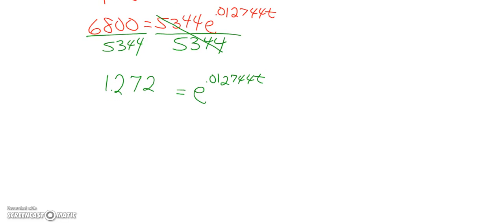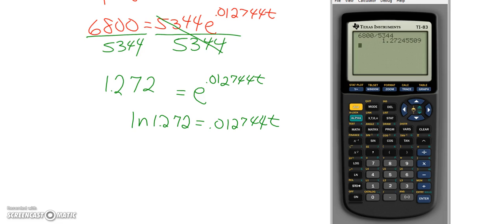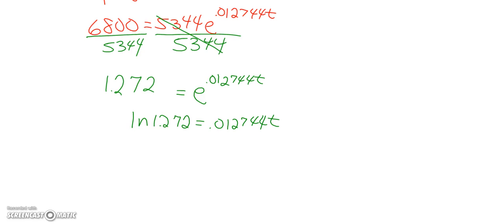That's definitely exponential form. Now I'm going to put it in log form. That's going to be log base e, so I'm going to write ln of 1.272, that number I'm taking, that is going to be equal to 0.0127444t. Well, the ln of that big long decimal I can take in the calculator. Now, what I do not want you to type into a calculator is what I just underlined in red. The reason being is that is not exact. I want us to type everything into the calculator.